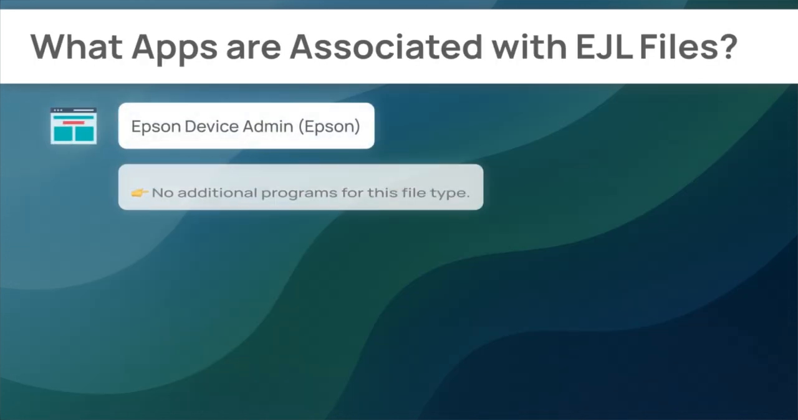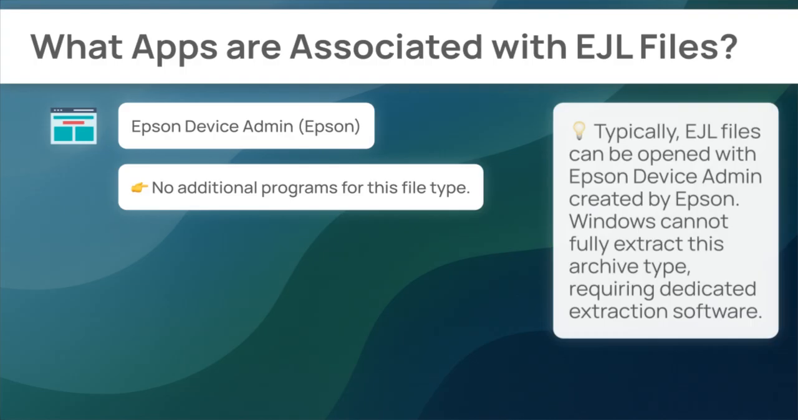Guaranteed access to EJL files is typically achieved using Epson Device Admin from Epson. Windows cannot fully extract this archive type, requiring dedicated extraction software. Windows lacks the ability to interpret domain-specific data, so specialized applications are necessary.